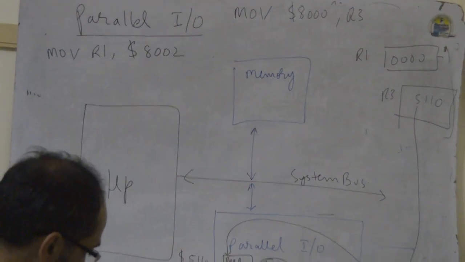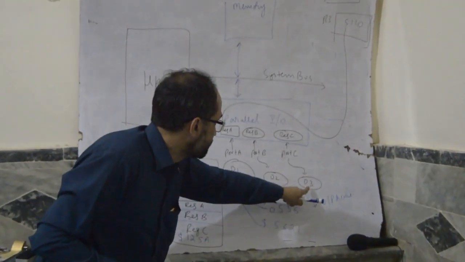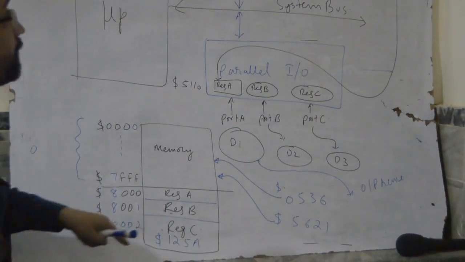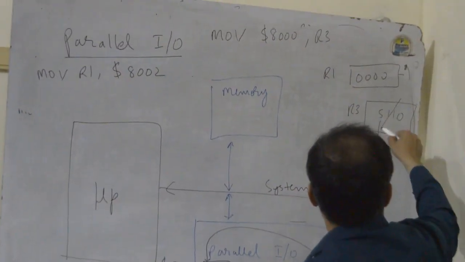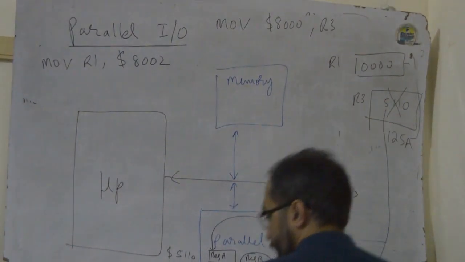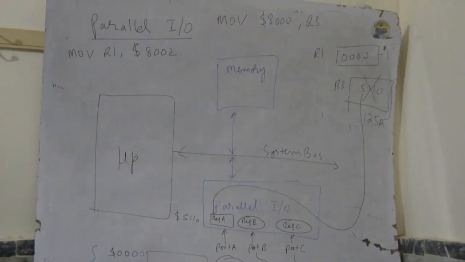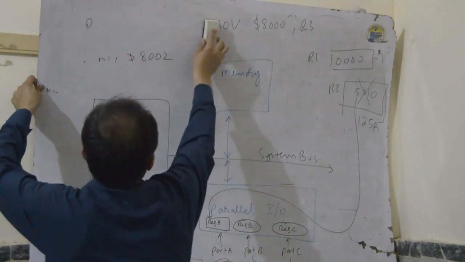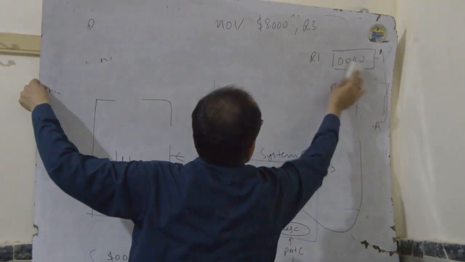So let's assume that this R1 is some register of a microprocessor and the initial data is 0000. The microprocessor wants to read from this device D3. D3 will provide this data in register RC, and this data is 125A. The old value will be overwritten and now the new data will be 125A.